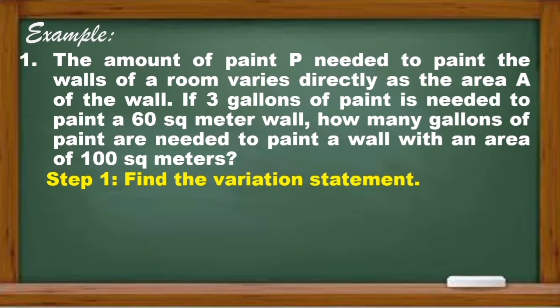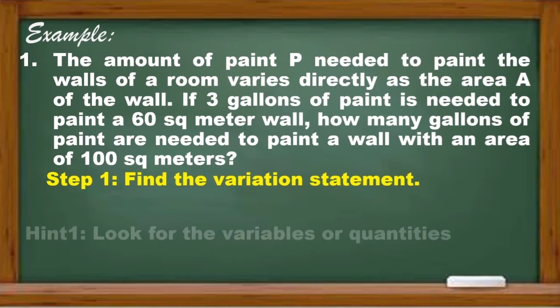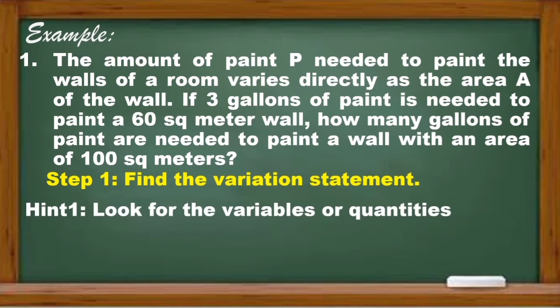Step 1. Find the variation statement. Hint: look for the variables or quantities. Let us go back to the problem. We have the letter P, or variable P, which stands for the word paint. And we also have the variable A that stands for the word area.